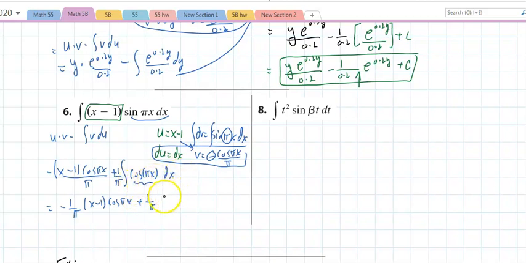And what do you take a derivative of to get cosine? The sine of pi x. And what do you do with that pi? You divide by it again. And that would be my answer.